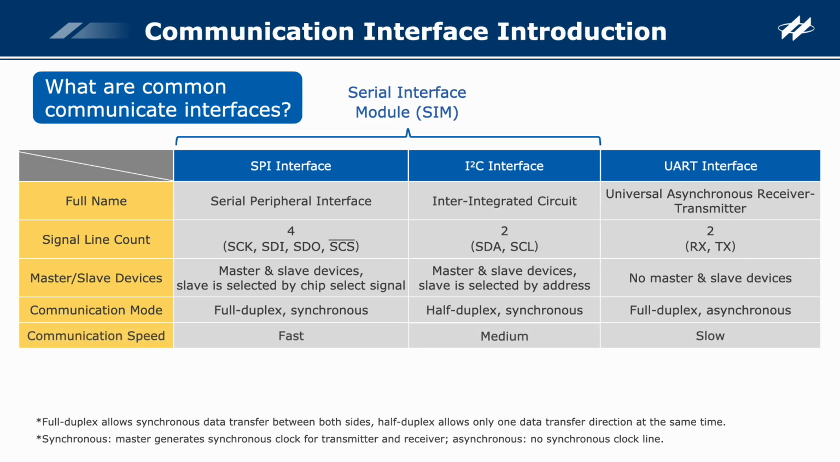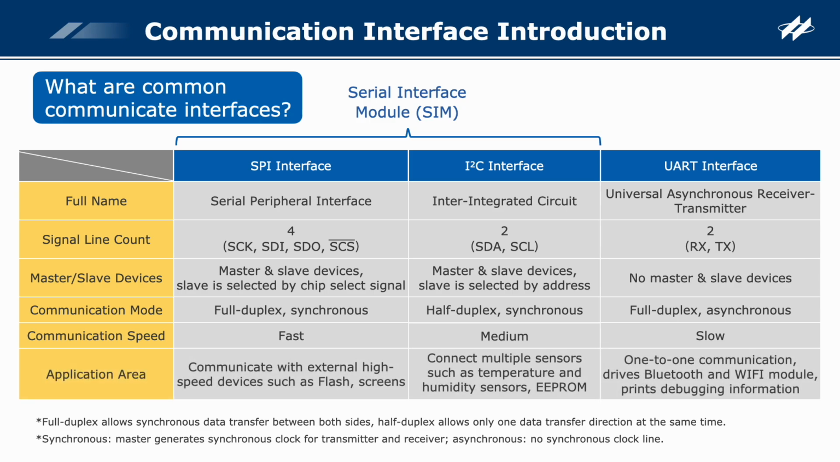Regarding the communication speed, the SPI is faster, the I2C is medium, and the UART is the slowest. The SPI interface is usually used to communicate with external devices that require high-speed drives, such as flash and screens. The I2C interface is usually used to connect multiple sensors for data sampling and transmission, such as temperature and humidity sensors, and double EEPROM memory.